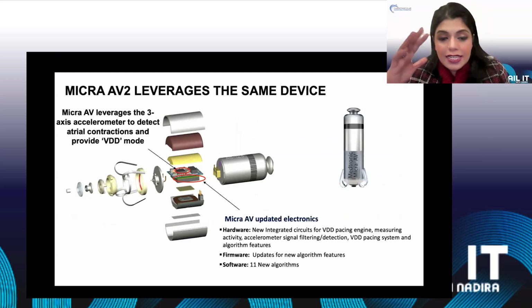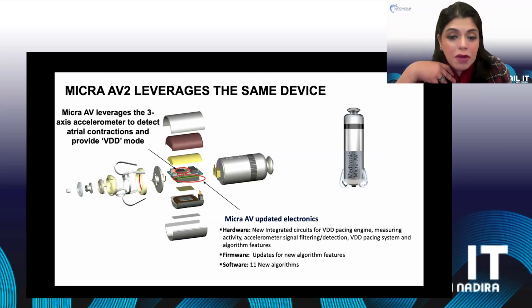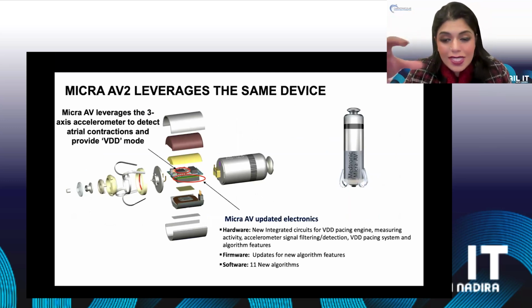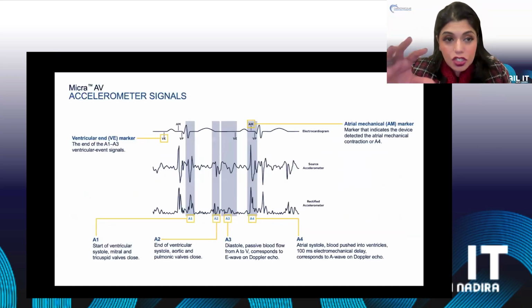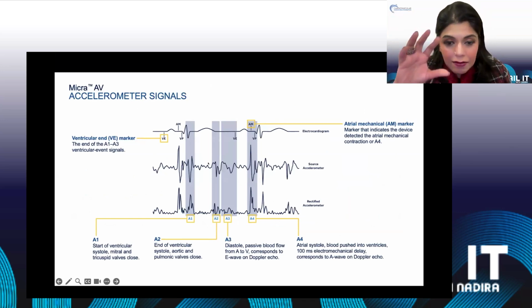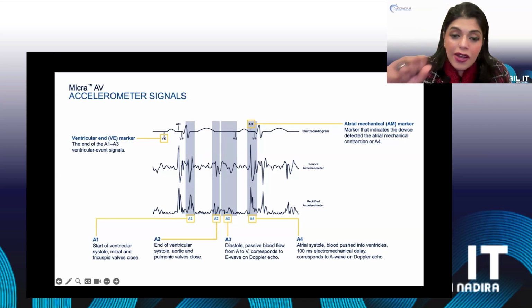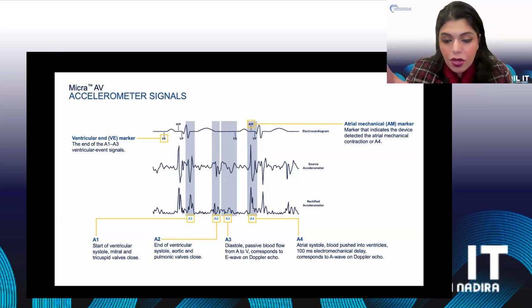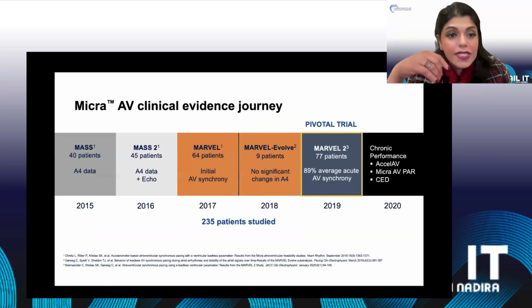Micra AV2 was the next fascinating iteration in my mind that leveraged the same Micra system, but was able to take the accelerometer that's inside the system and sense the atrial contraction. So it was able to sense the mechanical atrial contraction in a patient that has sinus rhythm. So for a normal P wave, the device is able to sense a mechanical signal from the atrium and provide synchronous ventricular pacing. So it would sense the atrial contraction and deliver a synchronized ventricular beat, whereas the VR device was an asynchronous device.